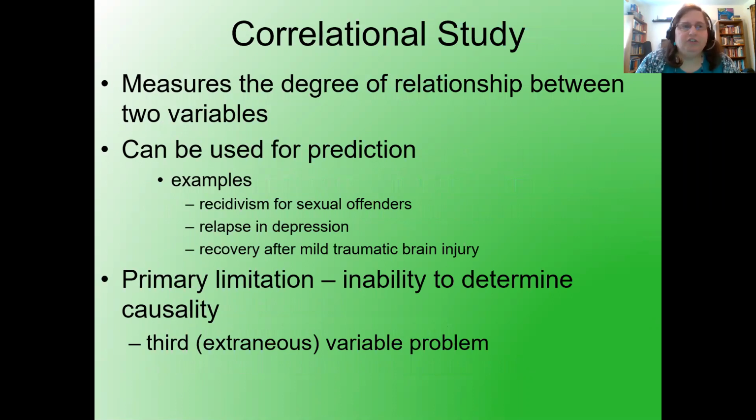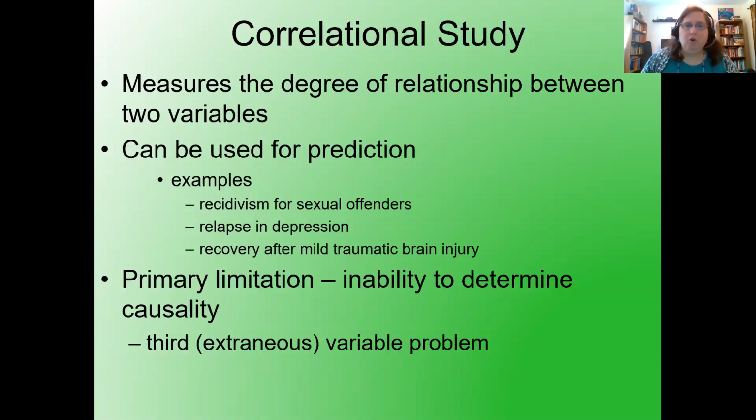First, a correlational study measures the degree of relationship between two variables. Now, just because it's called a correlational study doesn't mean you can only use correlation as a statistical analysis with it. You might very well use regression as well, linear regression, or different kinds of regression. And so a correlational study can also be used for prediction.